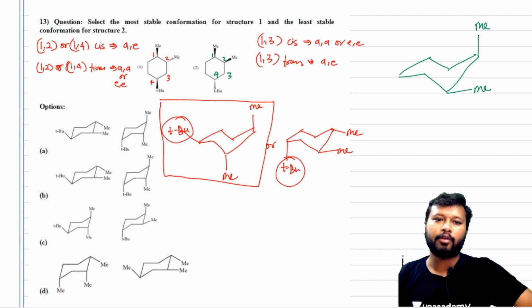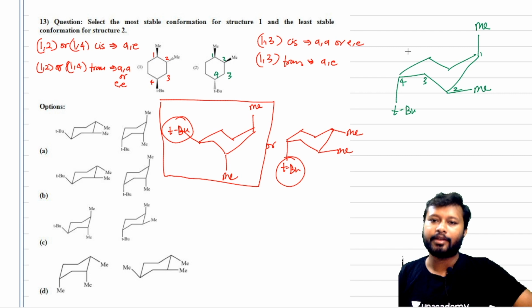1,4 trans has to be either axial or equatorial. Now this is 1, 2, 3 and 4. Since on the first position I already have an axial group, this fourth position group also has to go on the axial, then only axial will get satisfied, right? Because we have 1,4 trans, it has to follow axial or equatorial. Because on the first I don't have an equatorial group, I have to make it axial itself. So this tertiary butyl goes something like this.